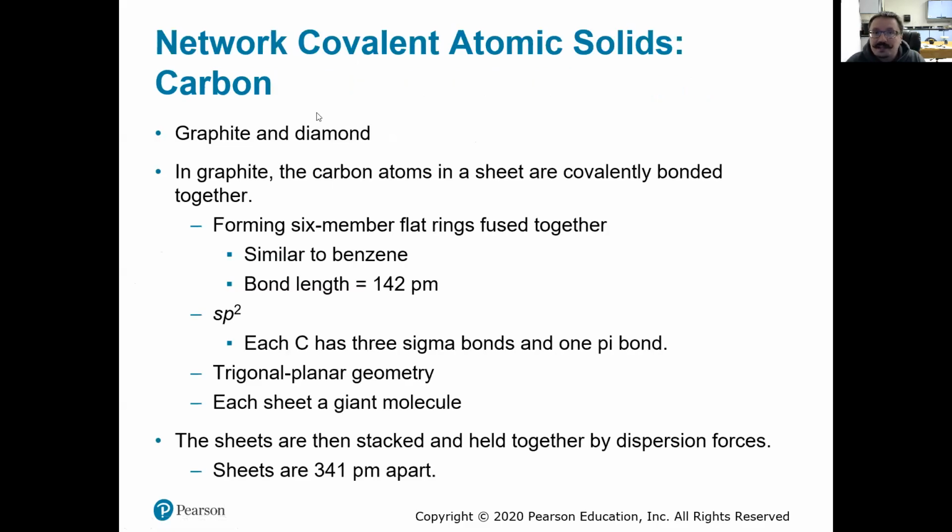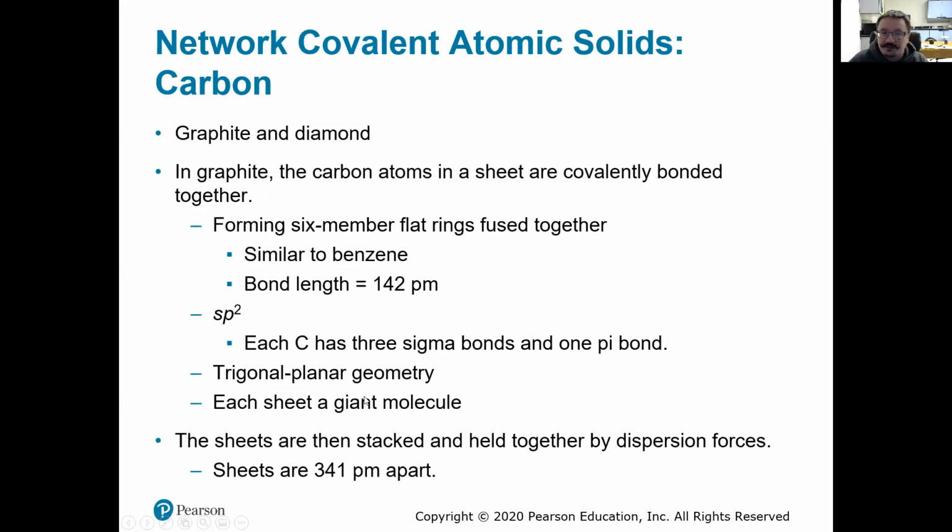So last then is the network covalent atomic solids. So again, single atom, usually single type of atom. We'll see later, there can be others. But in this case, they're actually covalently bonded to each other. So very strong. So for carbon, the most common ones you've probably seen, or at least seen pictures of, are graphite and diamond. In graphite, we have sp2 or sp squared hybridization.